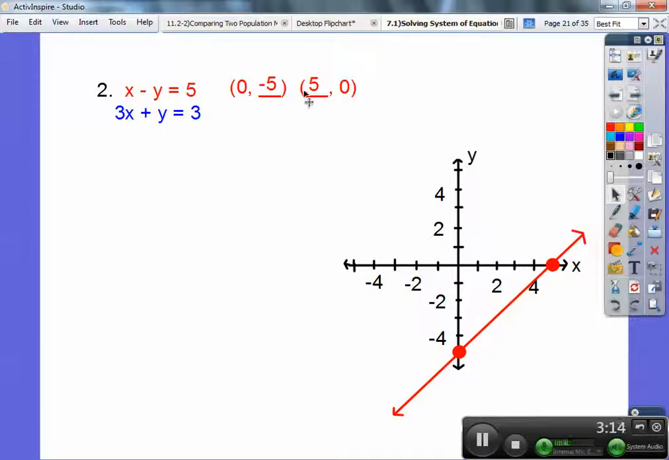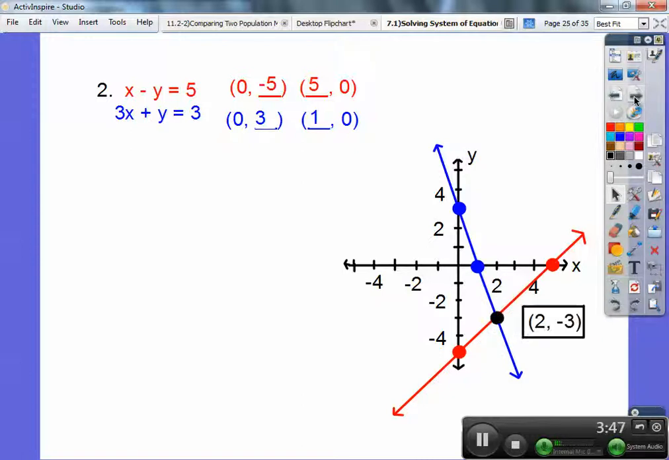I'm going to do the same thing for the second line. When x equals 0, y equals 3, and when y equals 0, 3x equals 3, so x equals 1. So there's 0, 3 right here, and here's 1, 0. Go ahead and connect those. Where they intersect looks like right about here. To me it looks like over 2, down 3. That would be the answer right there.